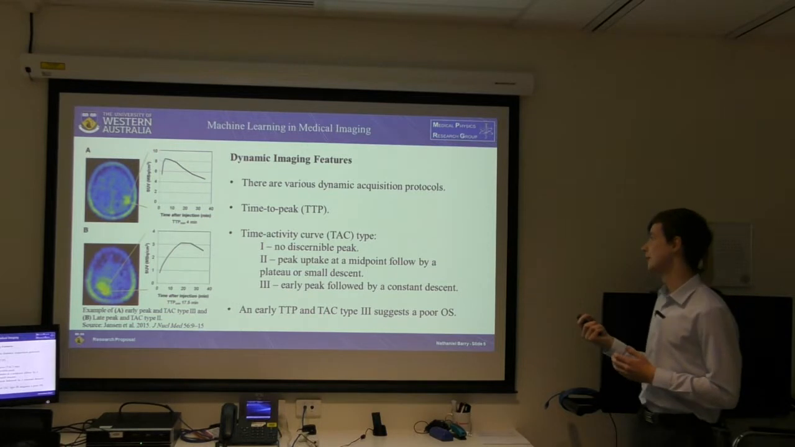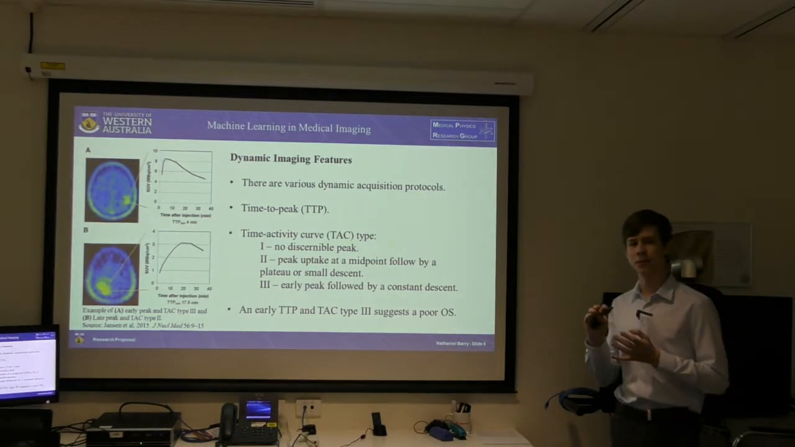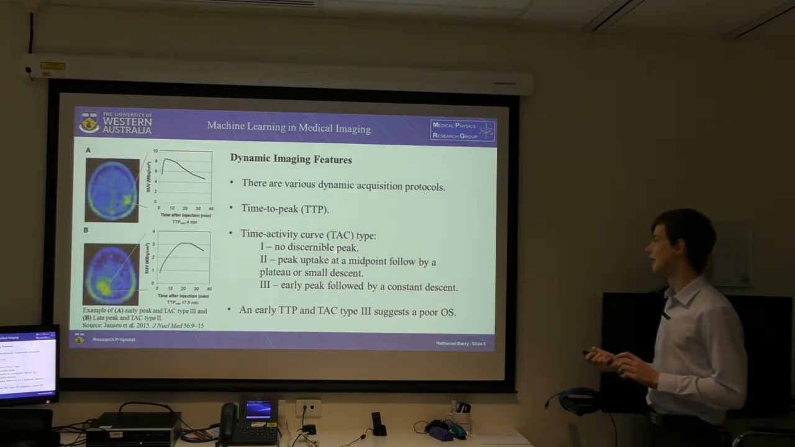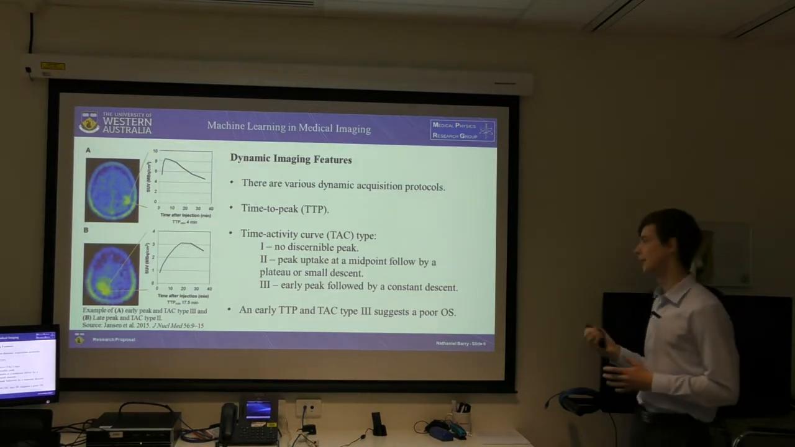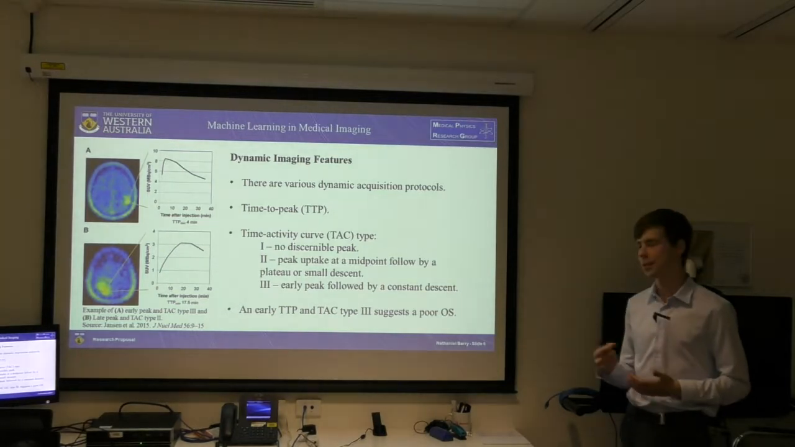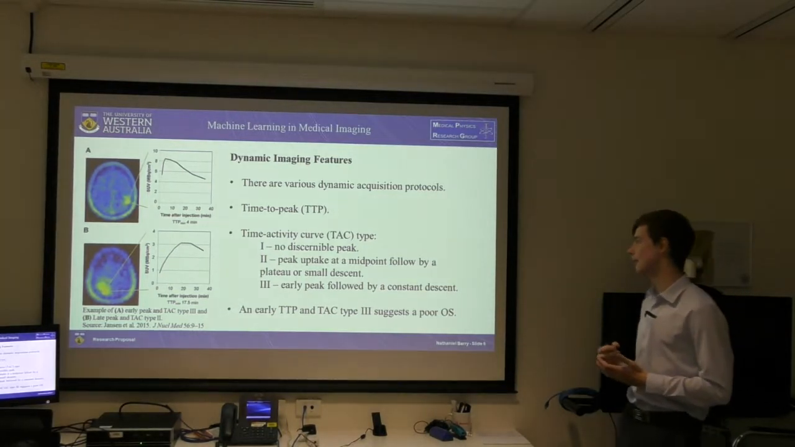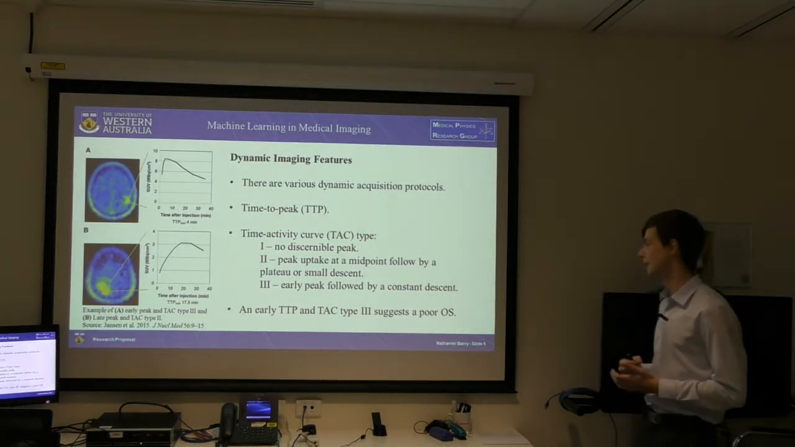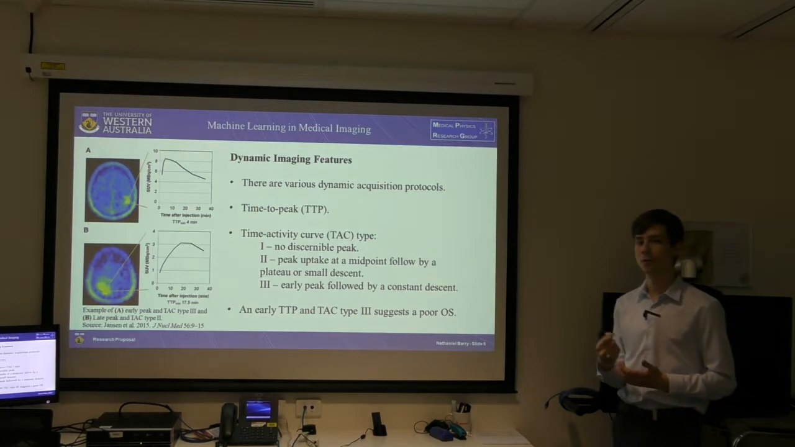And these acquisition protocols usually last between 40 and 50 minutes. And so we get this time to peak and these time activity curve types, with type 1 being no discernible peak, type 2 being a peak uptake at a midpoint followed by a plateau or small descent, and type 3 being an early peak followed by a constant descent. And so an early time to peak and TAC type 3 have been suggestive of poor overall survival.